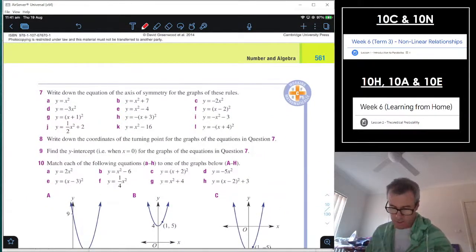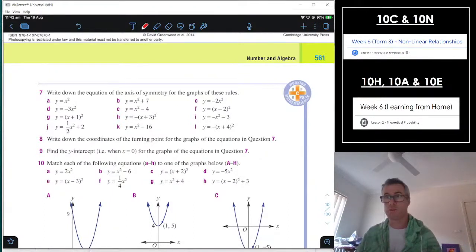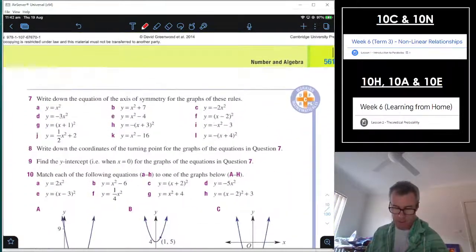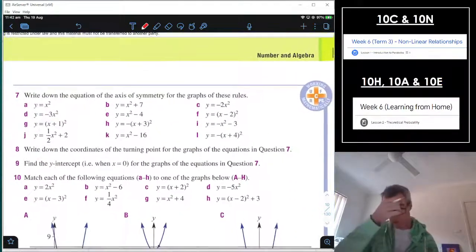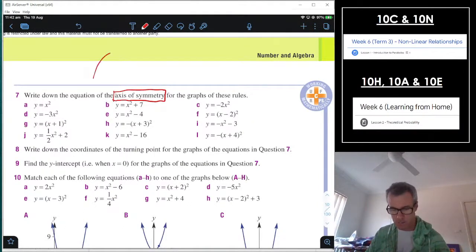Write down the equation of the axis of symmetry for these rules. Far out, man. Yeah, I can see why your eyes would roll in the back of your head. I don't know what that question's exactly asking me. So write down the axis of symmetry for the graphs for these rules. Oh, okay. Remember, the axis of symmetry is the point at which our parabola starts to curve back again. It's this point here.